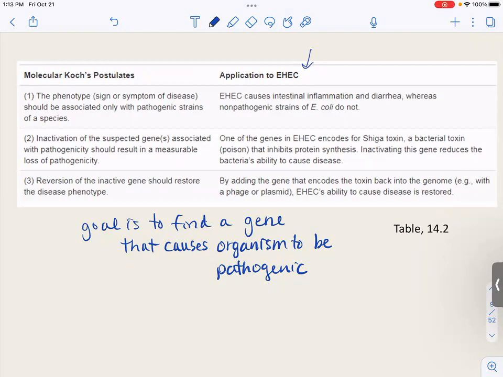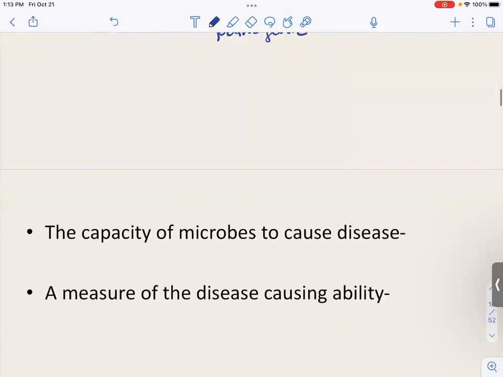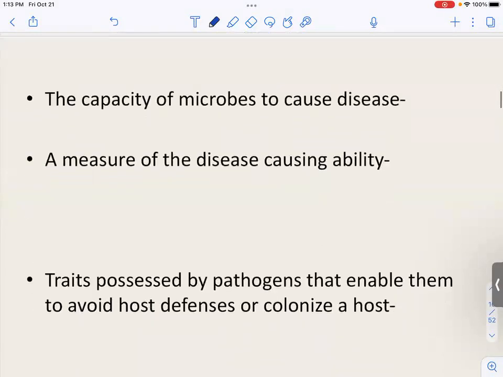And then sometimes we just don't have a suitable test animal to do that on, but it can give us some interesting information and help us to understand what makes organisms disease causing.